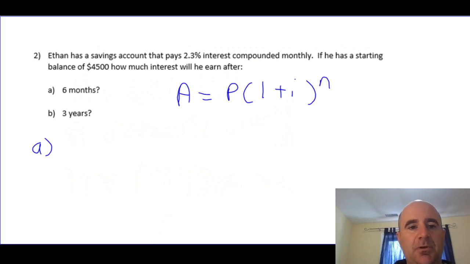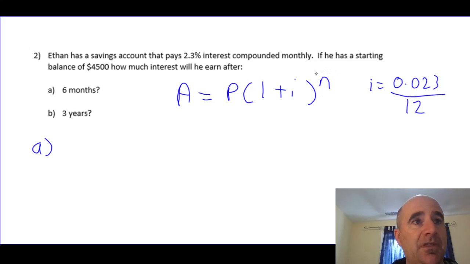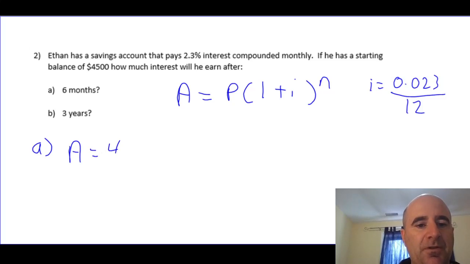So in this next example, we have Ethan has a savings account paying 2.3% compounded monthly, has a starting balance of $4,500. Okay, now since this is compounded monthly, the 2.3% interest, that's per year. So although you get interest every month, you don't get 2.3%. You only get 0.023 or 2.3%. You get a 12th of that, so we divide it by 12. And then we have to be careful because our N value will now be the number of months because you get interest every month.